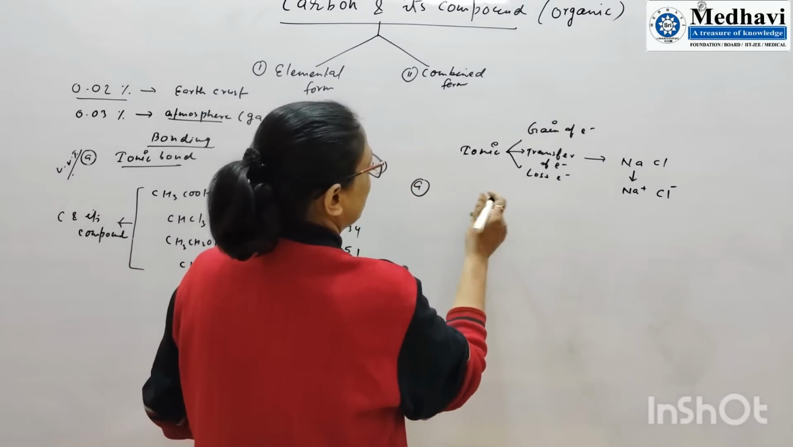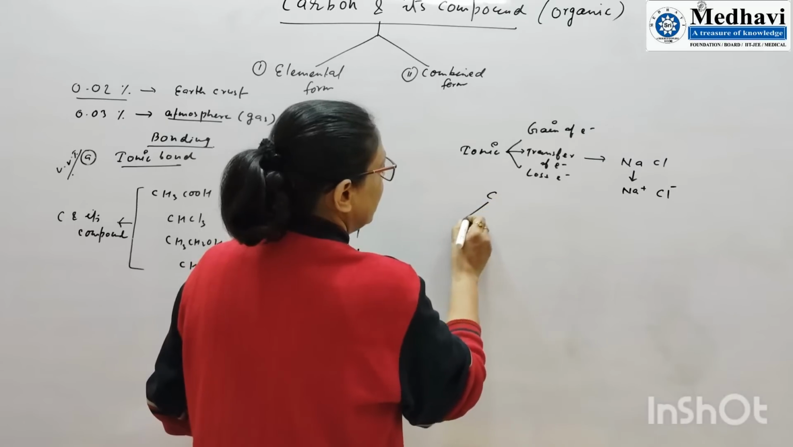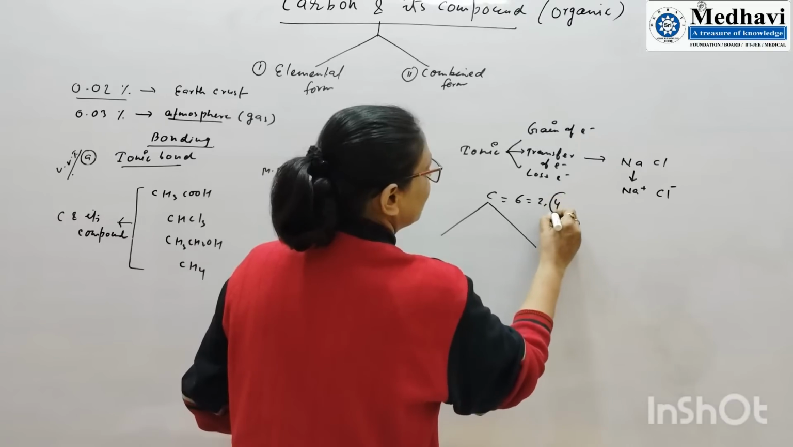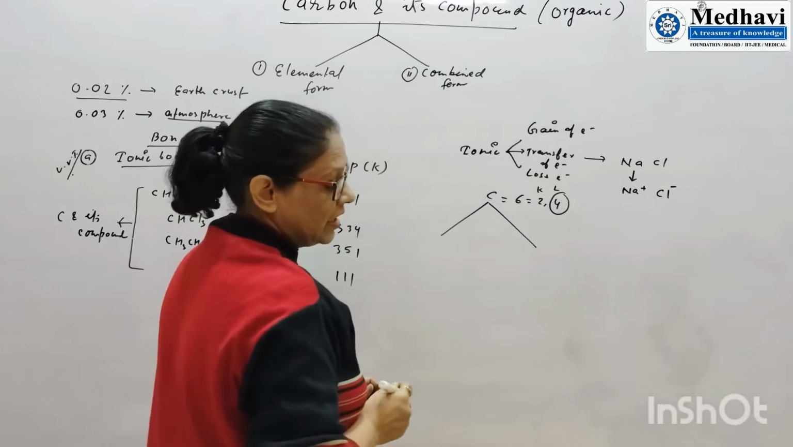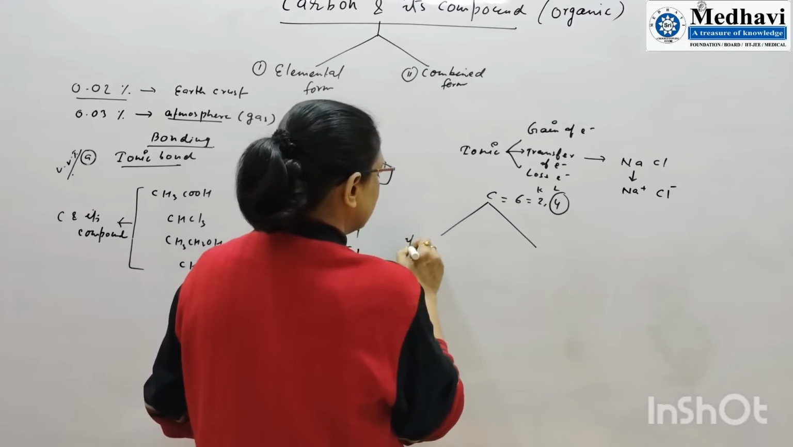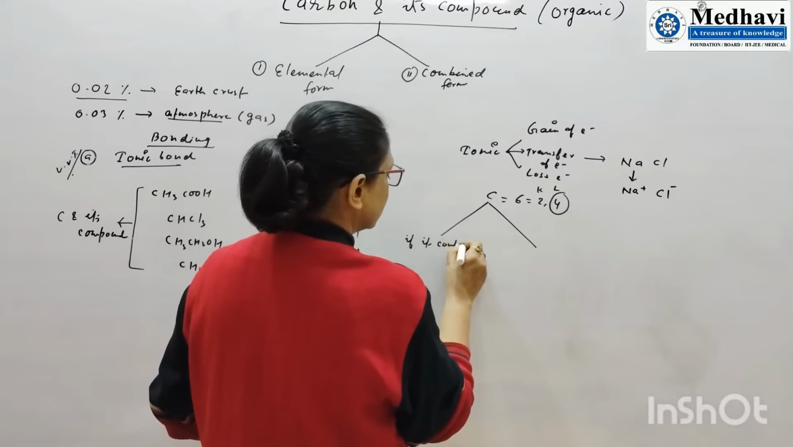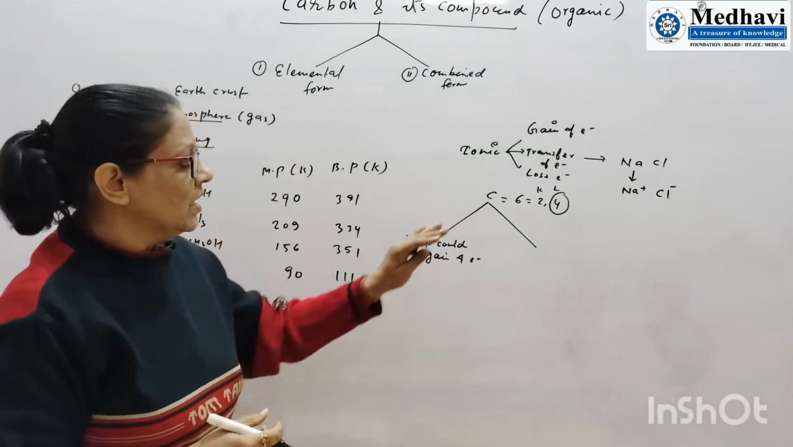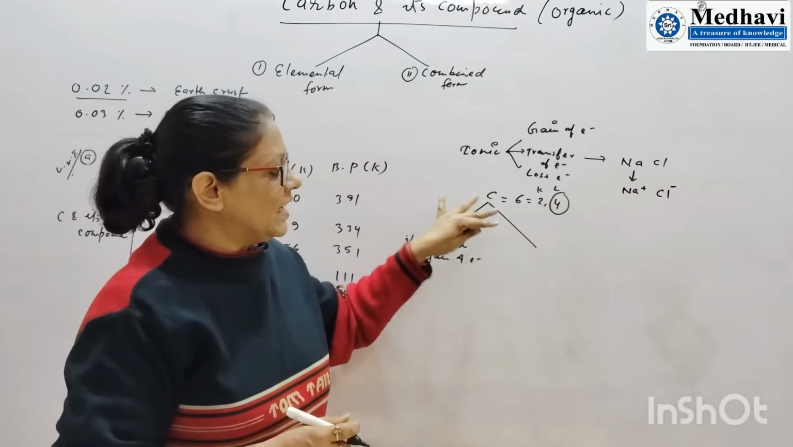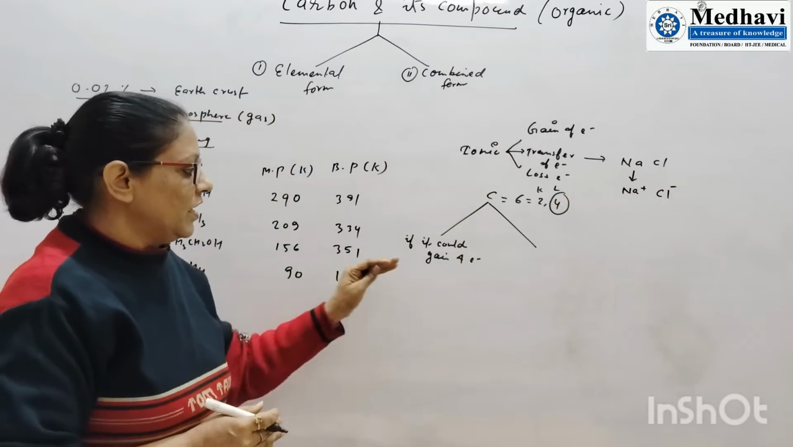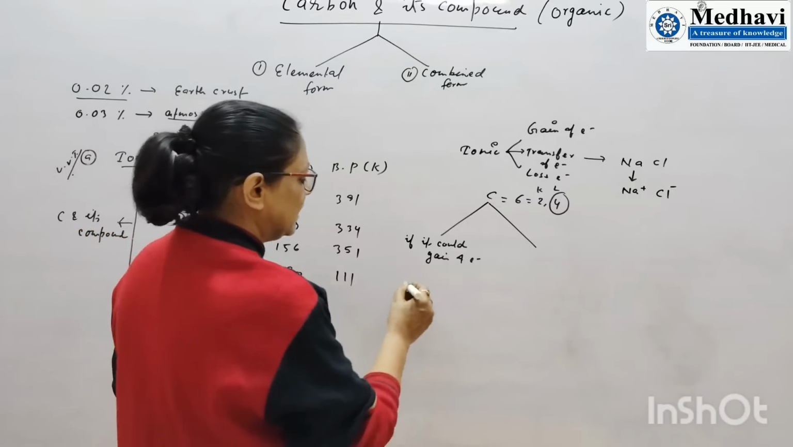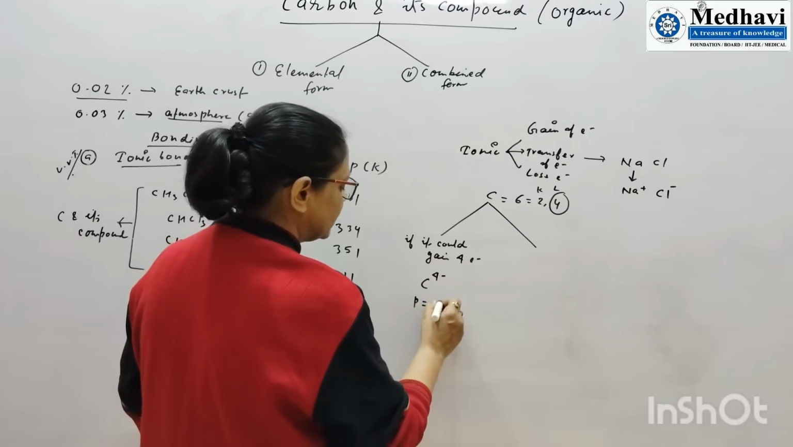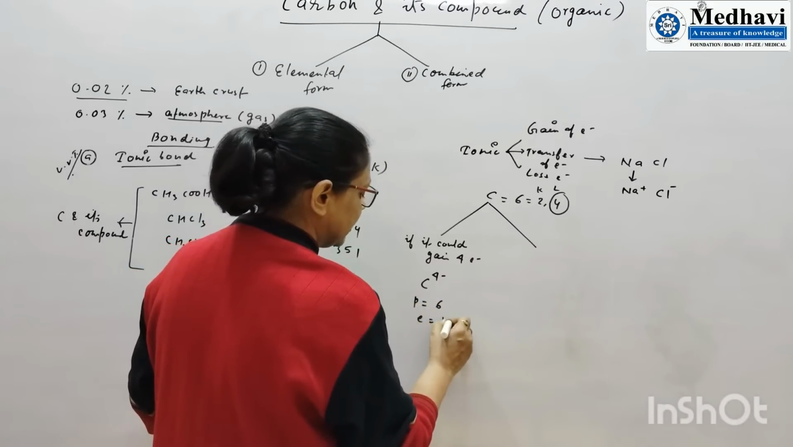Just we consider carbon. Carbon's atomic number is 6, it has 4 electrons in the L shell. If it could gain 4 electrons, just we see whether this criteria is fulfilled by carbon or not. If it could gain 4 electrons, then it will have 4 negative charge. That means its proton will be 6, but its electron is 10.